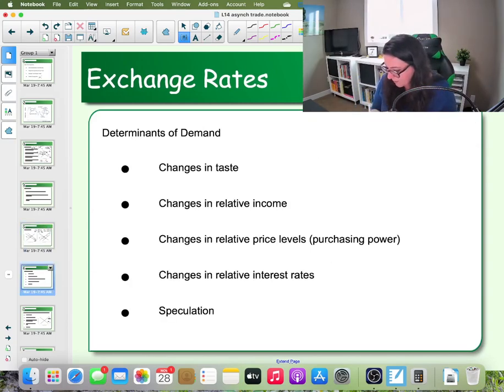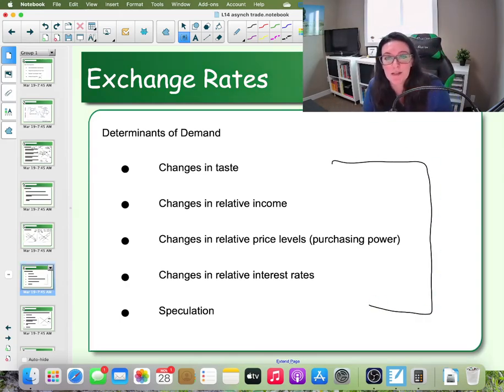Let's clarify this a bit by looking at these determinants of demand. And let's look at what's happening with COVID in terms of the US and Canada. And can we predict what is going to be happening to the Canadian dollar? Will the Canadian dollar appreciate, gain in value, or depreciate, decrease in value relative to the US dollar? And we can tie it back to these determinants of demand, because if we look at changes in demand from that exchange rate, remember, changes in demand for one change the supply for another. So let's take a look at this.